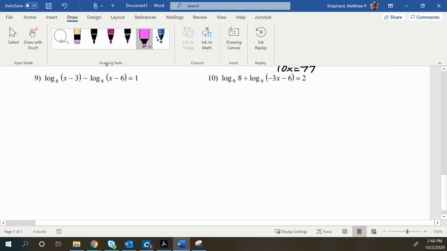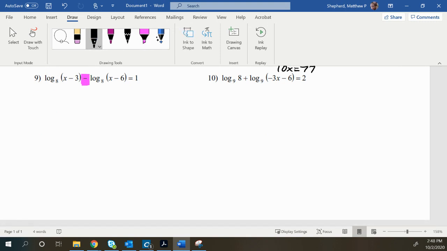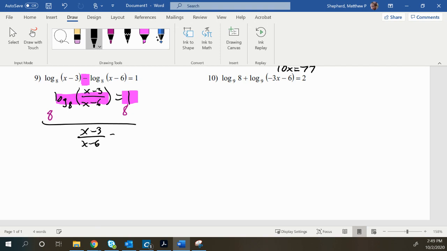All right, this time we see a minus, so it's going to have to be the quotient property. So log of base 8, we've got x minus 3 on the top, x minus 6 on the bottom. So now we've combined our logs into 1. And now we can use our inverse. So we're going to have 8 to the power of all of that, and 8 to the power of 1. So then we'll have x minus 3 all over x minus 6 is equal to 8.